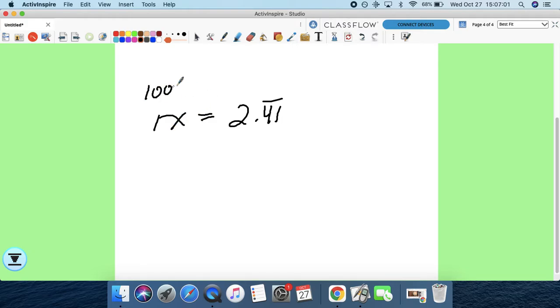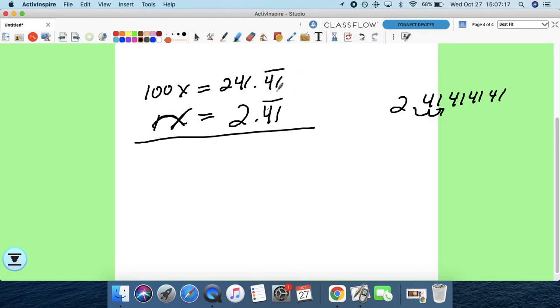And we get 100x here. So now think about what that is. 241, 241, 241, 241. If we multiply that by 100, the decimal moves over twice. So we end up getting 241.41 with bar notation. That allows us to get rid of the repeating part.